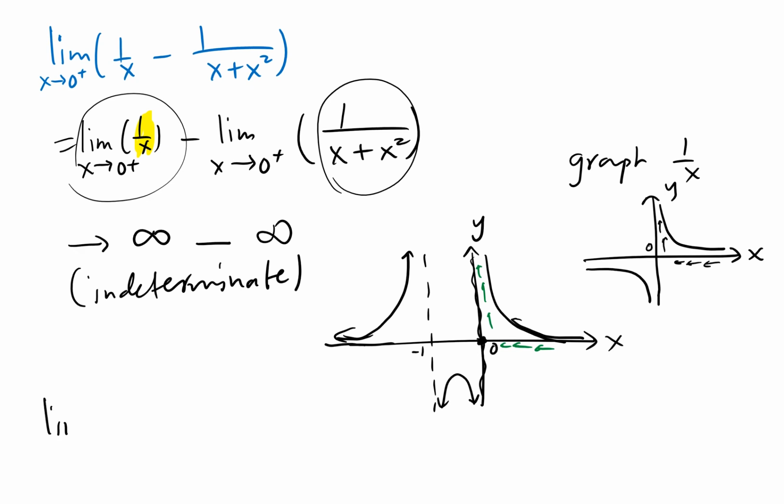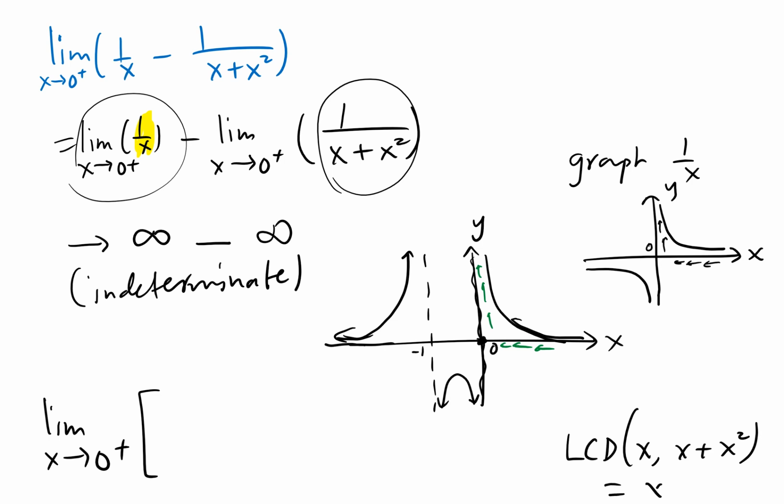I see fractions, so what I'm going to do, I'm going to combine them by finding the least common denominator, LCD, for x and x plus x squared, which is x plus x squared. So I have an x here. I need to multiply by 1 plus x, top and bottom. And this one, we already have it ready to go.